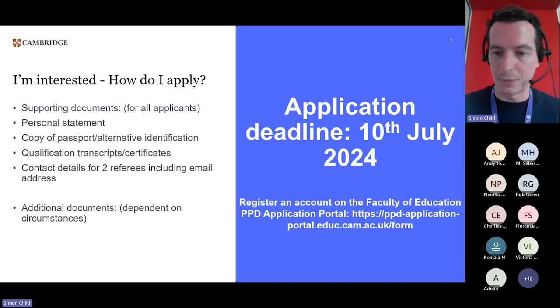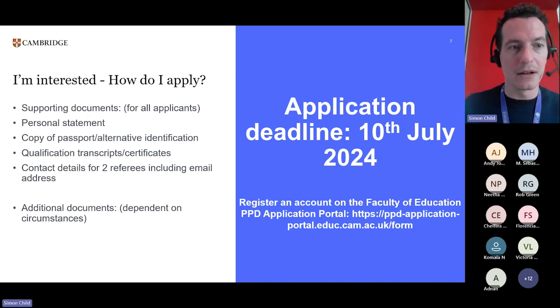And my colleagues just put the link to the portal there for you in case you want to look directly at the portal itself. You can see here that the application deadline is the 24th of July. The first thing you need to do is register an account on the Faculty of Education portal, and then you can save your application as and when you're building up the materials that you need to collect as part of your application process.